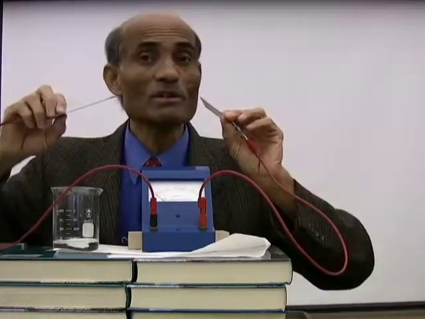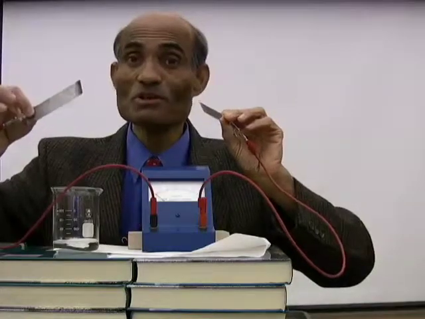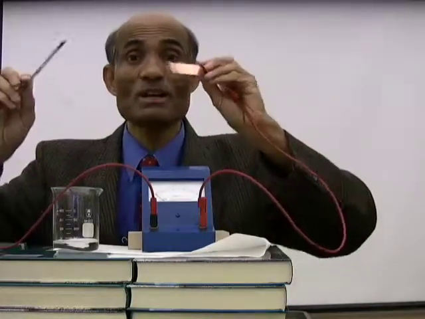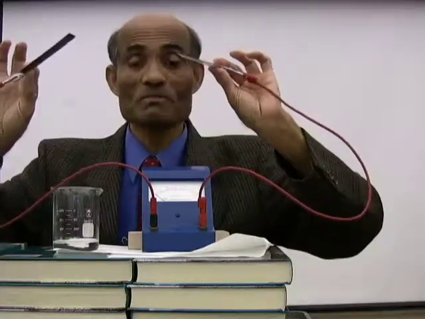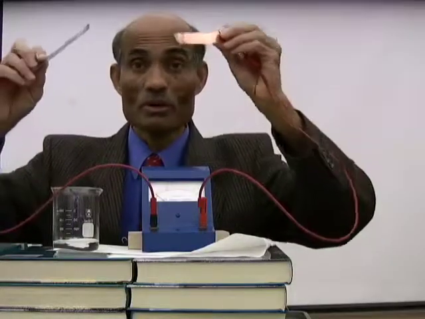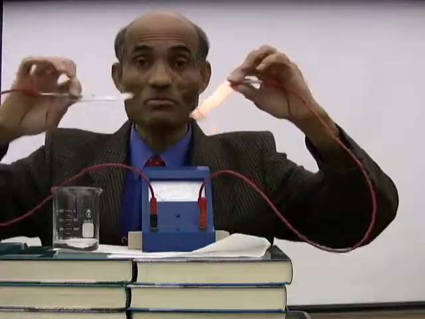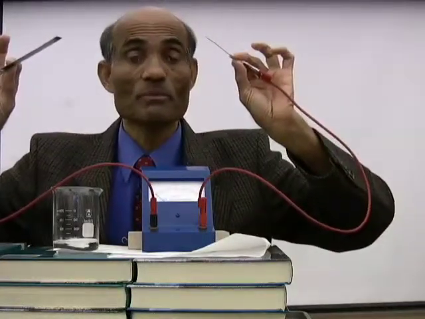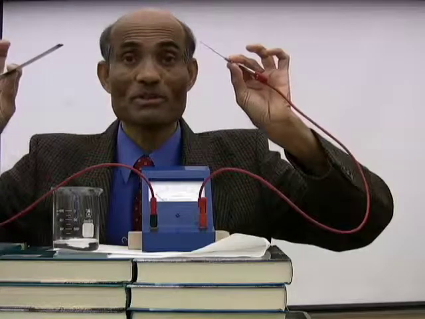What is a volt? A volt is the unit of potential difference. So this meter will measure the potential difference between these two electrodes. Well, these electrodes are now connected to the meter. Is there a potential difference between the two now? No, there is no potential difference.